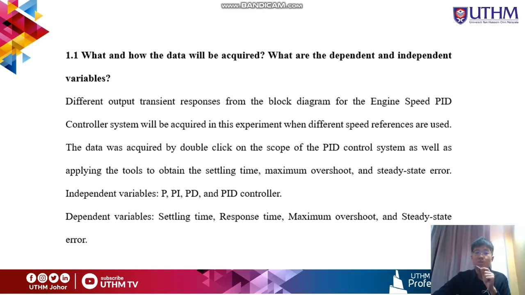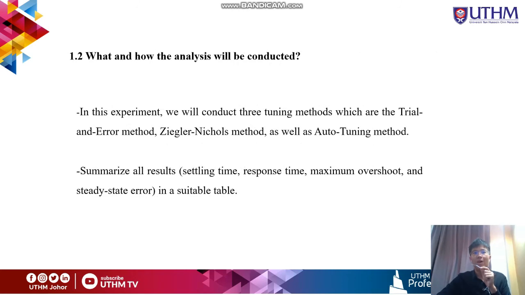The independent variables are P, PI, PD, and also the PID controller, while the dependent variables are the settling time, the response time, maximum overshoot, and also the steady state error. While for 1.2, what and how the analysis will be conducted. In this experiment, we'll be conducting using 3 tuning methods, which are the trial and error method, the Ziegler-Nichols method, as well as auto-tuning methods. Each of these methods has its own way of applying it. The results, for example, settling time, the response time, maximum overshoot, and also steady state error, will all be summarized in a suitable table.